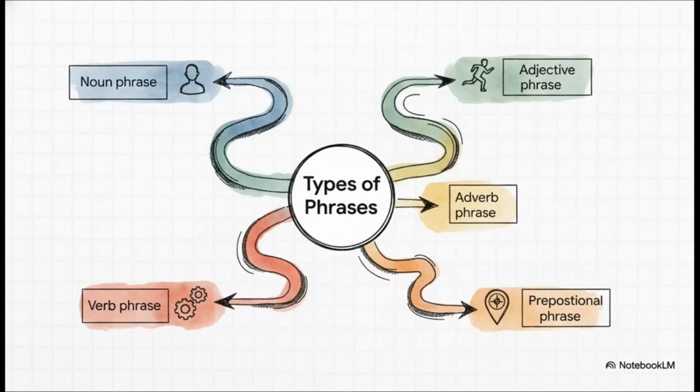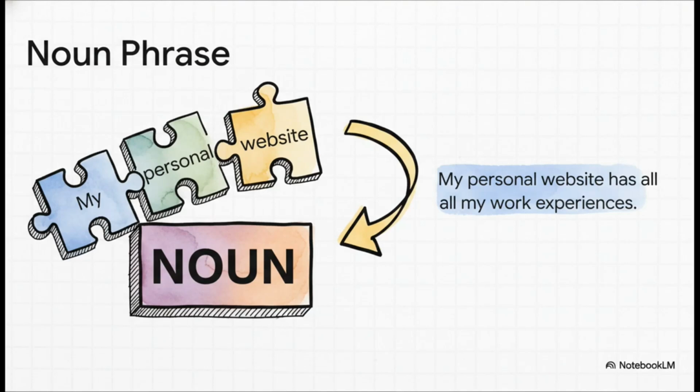Now, phrases come in a few different flavors, and they're usually named for the job they do in the sentence. So let's do a quick flyby of the 5 most common types you're pretty much guaranteed to see on any exam. First up, we've got the noun phrase. This is super straightforward. It's just a group of words that acts like a single noun. So in this example, the whole chunk, my personal website, is the subject of the sentence. It's all working together as one unit, just like if you'd said it instead.